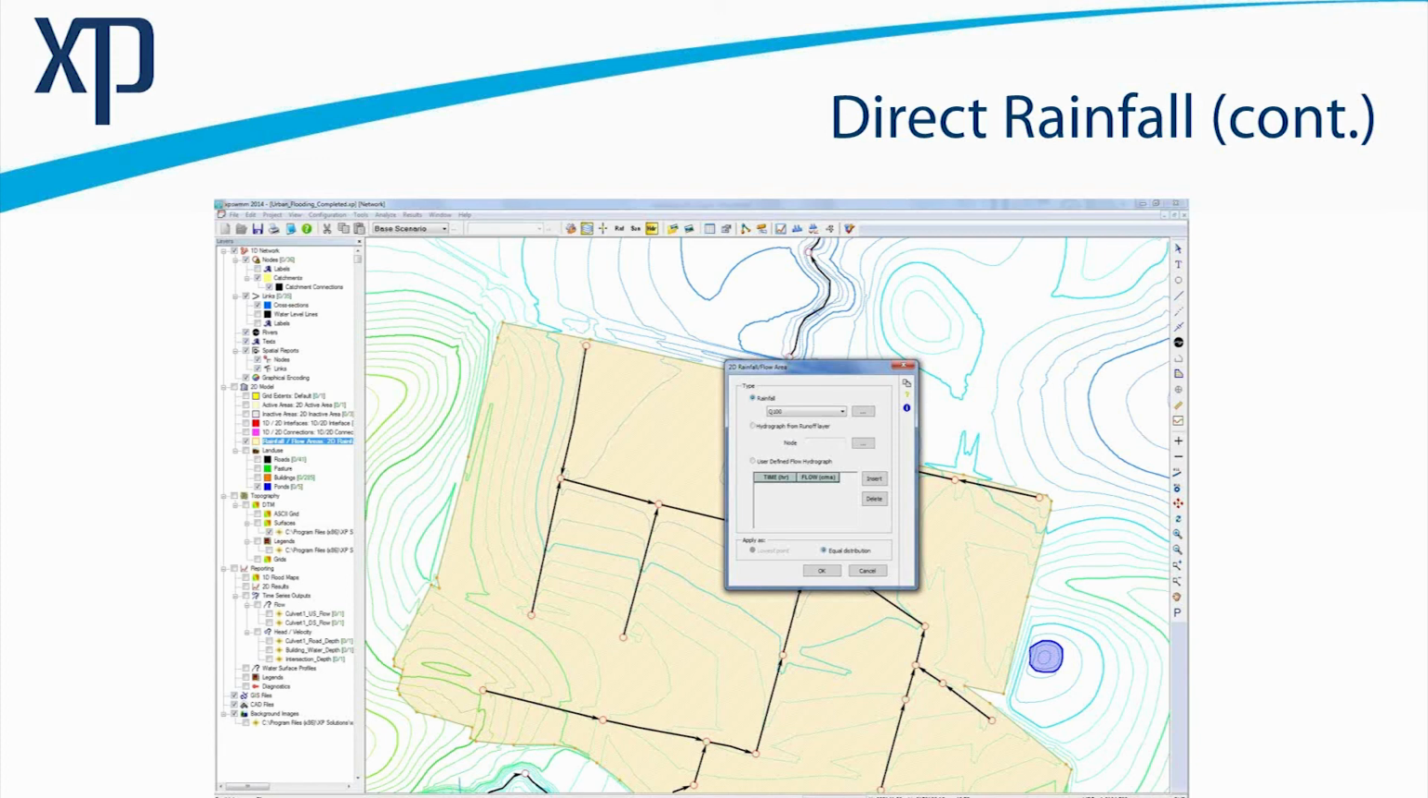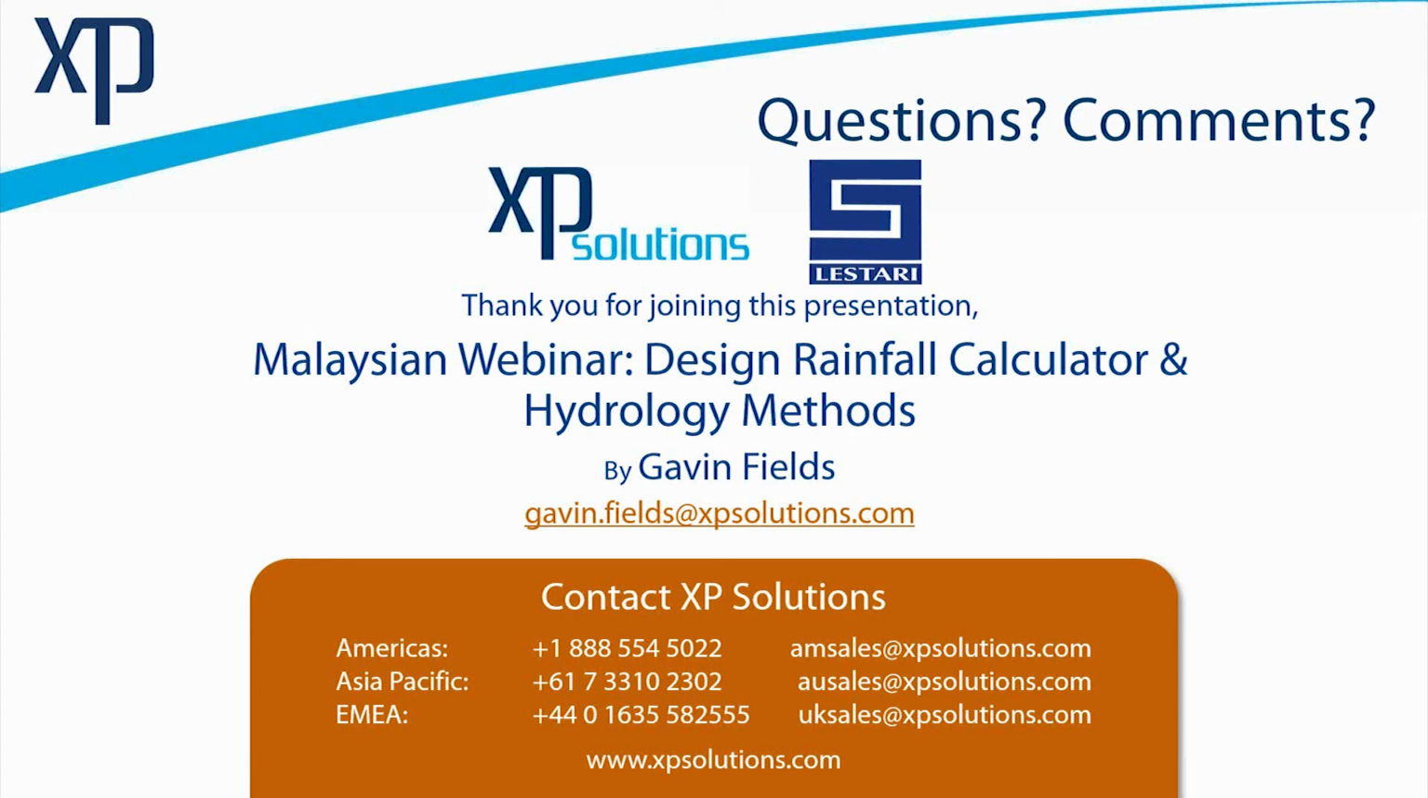I definitely just wanted to demonstrate that the tools there are available to the Malaysian market for using the design rainfall calculator. It's very simple to use. Pick your location and apply that to the temporal patterns. Those temporal patterns are all supplied and developed by Lestari software. They do a great job looking after the Malaysian market, and or get in contact with us here at XP Solutions or at Lestari software.